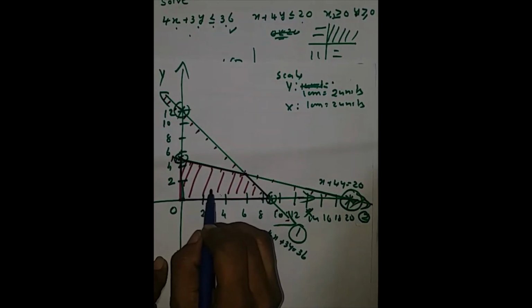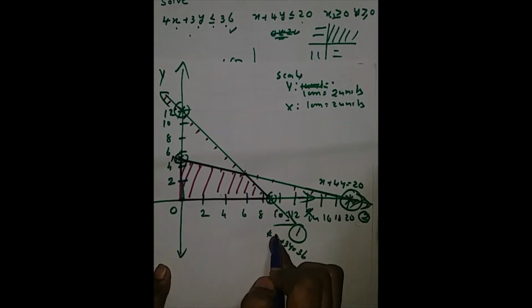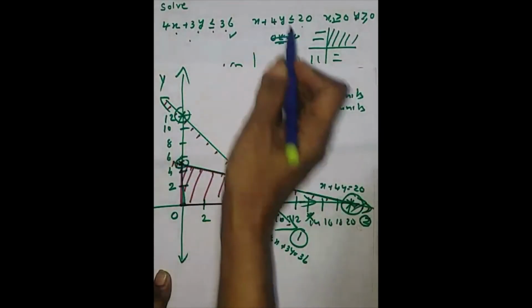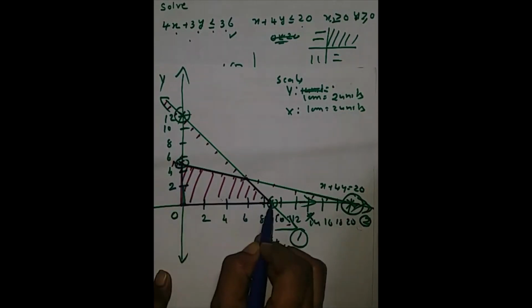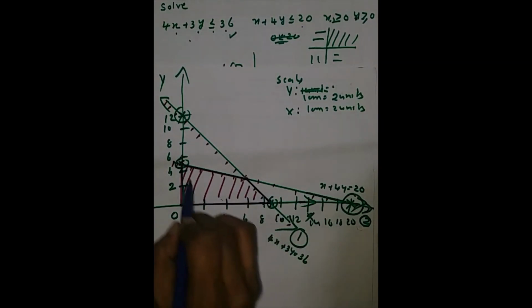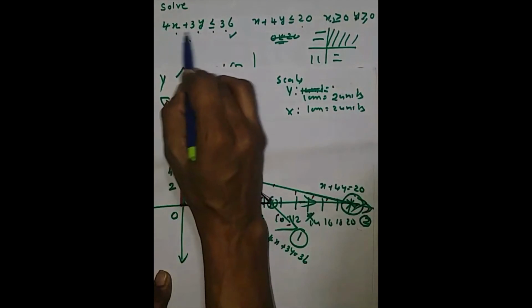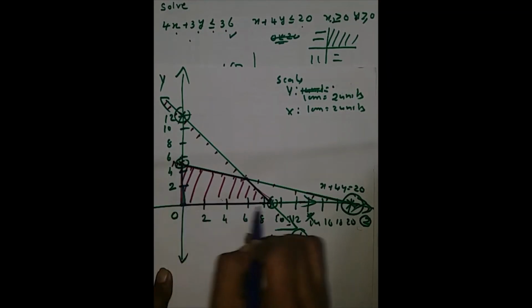Okay, if you solve an LPP for minimize or maximize, your answer will be in one of the vertices, because the solution of these two inequalities is all points of this common quadrilateral. All points of the quadrilateral, including the boundaries, are the solution of these two inequalities. So here our answer will be in one of the vertices.